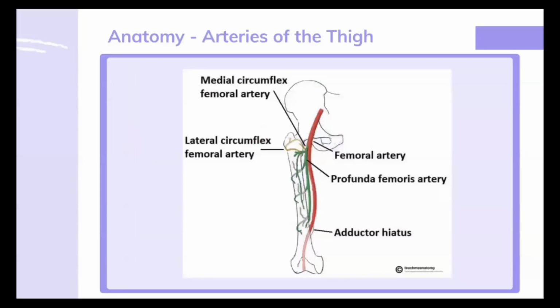Moving on to just some arteries of the thigh. So obviously the main one supplying it is the femoral artery, which is a continuation of the external iliac artery. It obviously gives off its branches.